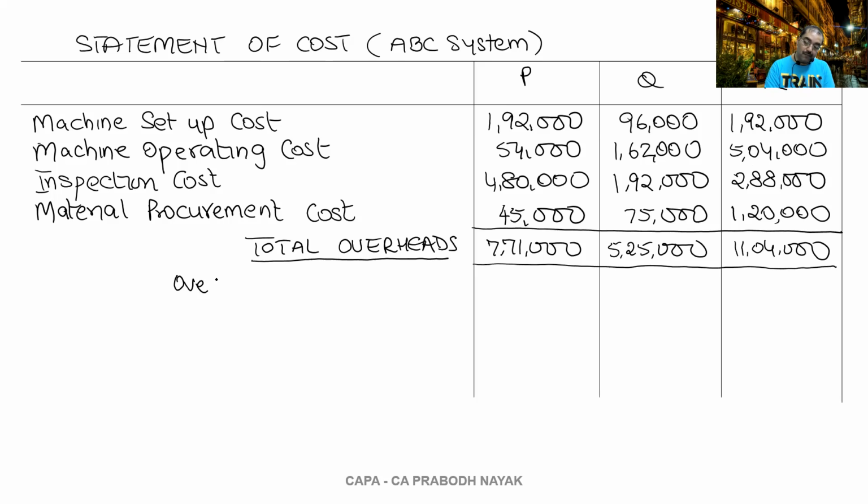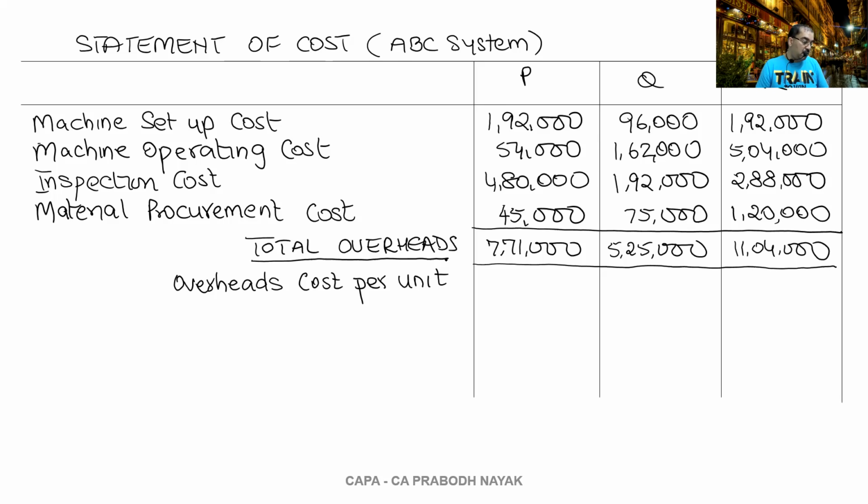So direct and indirect. Sorry, direct material, direct labor. Yes, yes, I'm coming. Overheads cost per unit. Oh, I've forgotten. Calculate overheads cost per unit.